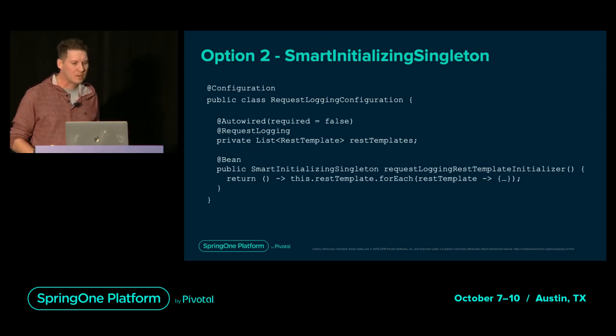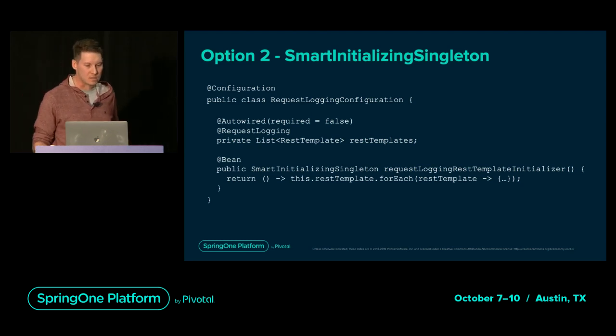So we can then leverage a smart initializing singleton. You can kind of think of this as a callback. It occurs at the end of the application context startup, and it calls back in to allow you to do any last minute configurations. So here we've exposed this configuration class.